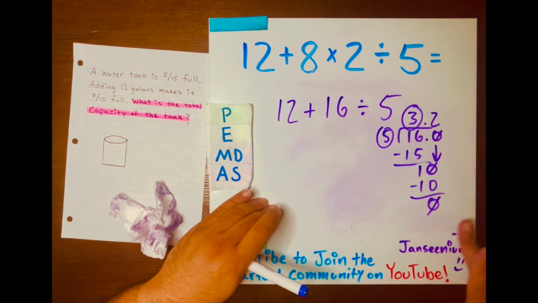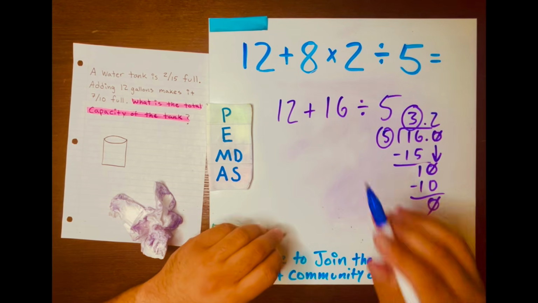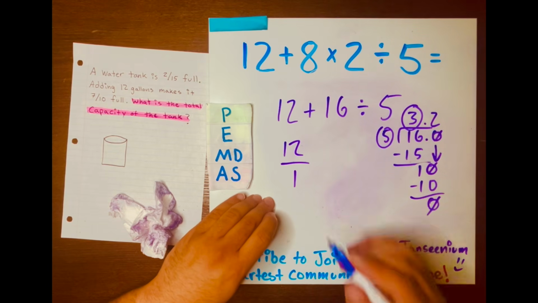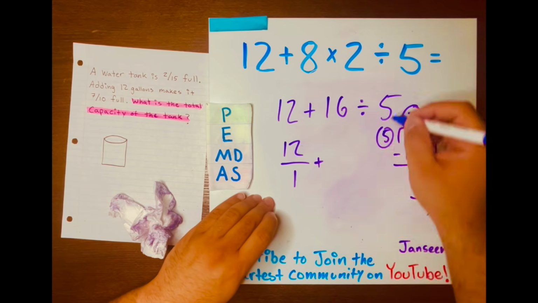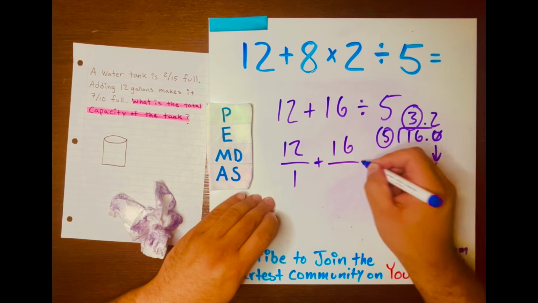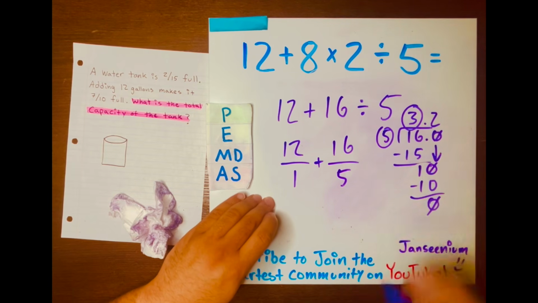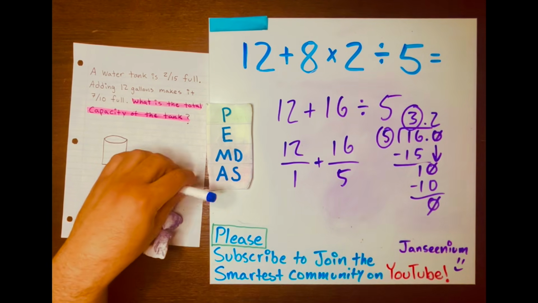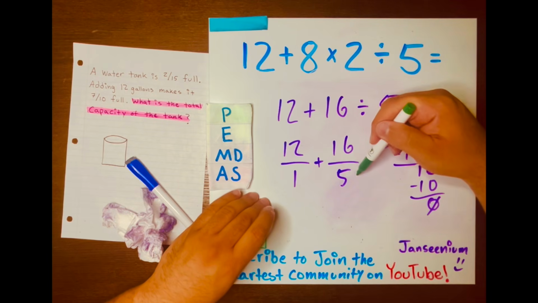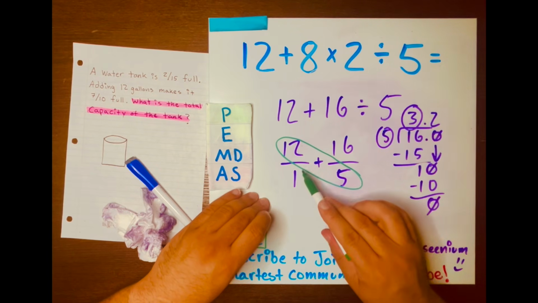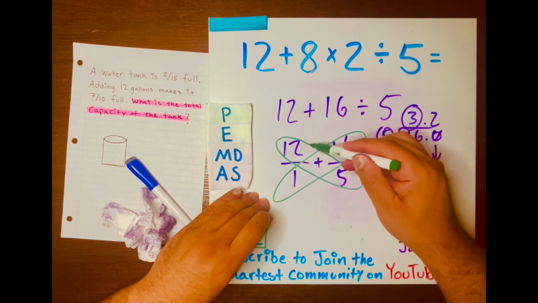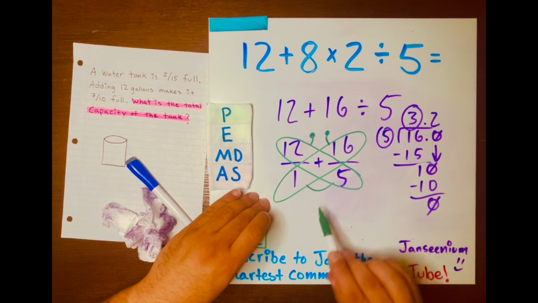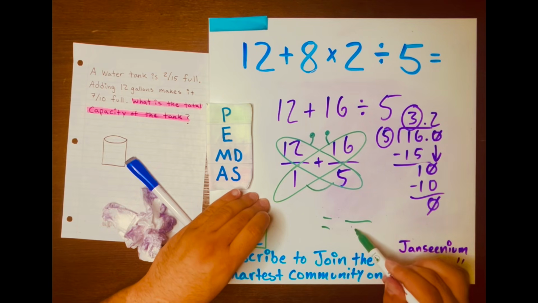Some people don't like using the butterfly method, and some do. All you have to do is turn this 12 into a fraction, so 12 over 1, plus 16 divided by 5, so 16 over 5. Turn that into a fraction, and you draw the wings, the antennas, and the body. So you multiply what's inside the wings, and you write the results above the antennas. And don't forget the body, because the body gives you the denominator.